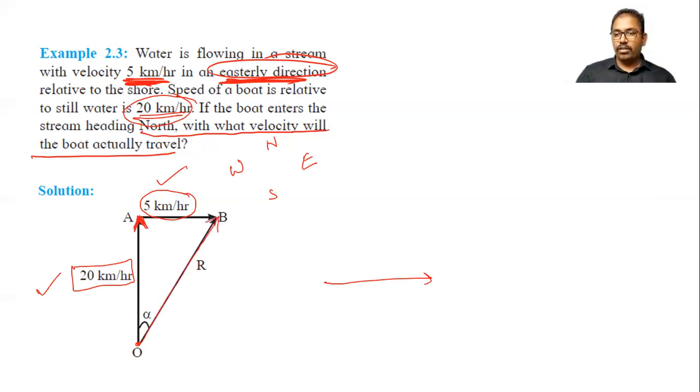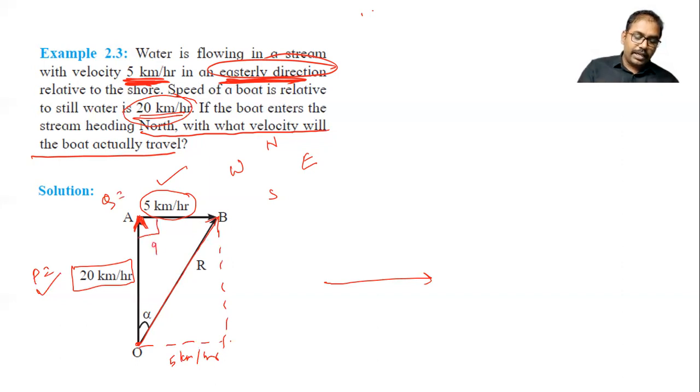So we can use the parallelogram method. You can consider this is a parallelogram, and here this is 5 km/h, and the angle between P and Q is 90. So P is 20, Q is 5, and the angle between P and Q is 90. So we can write R is equal to root of P square plus Q square plus 2PQ cos theta. Here the angle is 90, so cos 90 is 0. So this gets cancelled, leaving P square plus Q square.